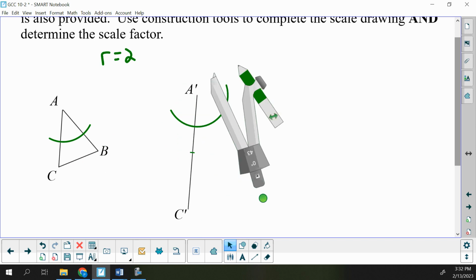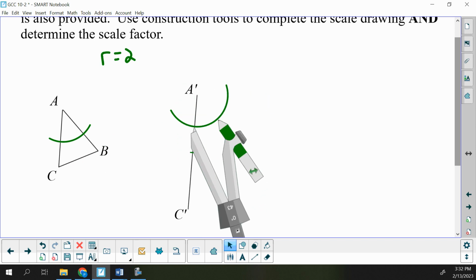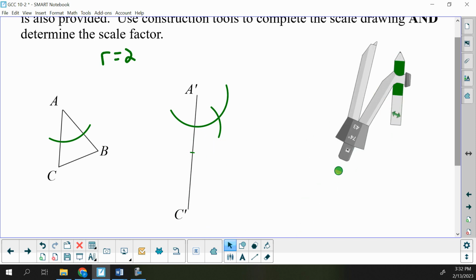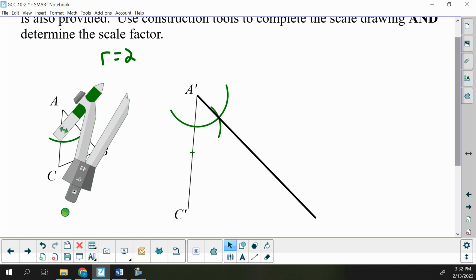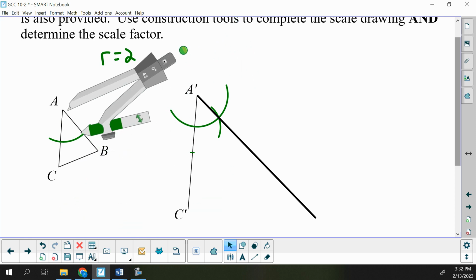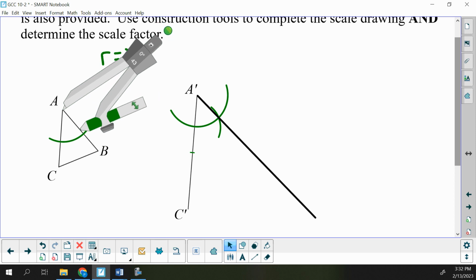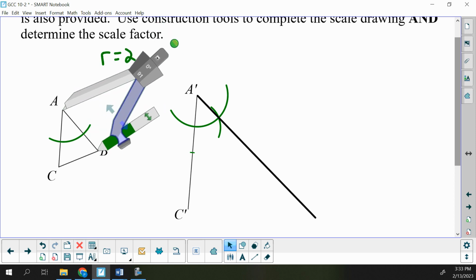And then bring your point over to our intersection here. Make an arc so we get them to cross. And extend from A prime through our intersection a ways. Let's go to our original figure. We'll measure from A to B. And then we'll just have to mark off 2 of those, because the scale factor was 2.